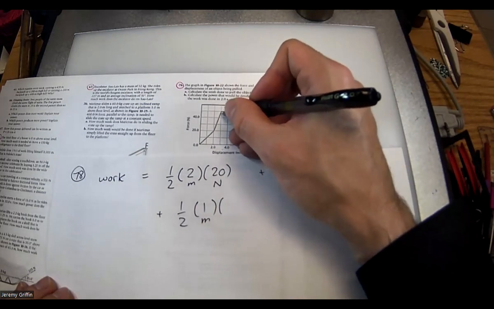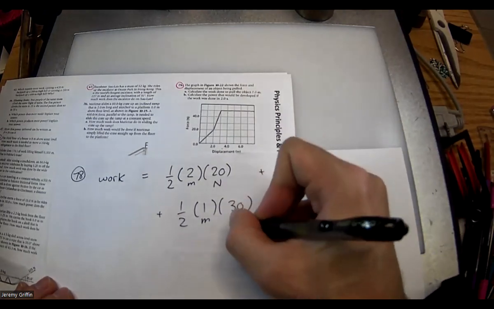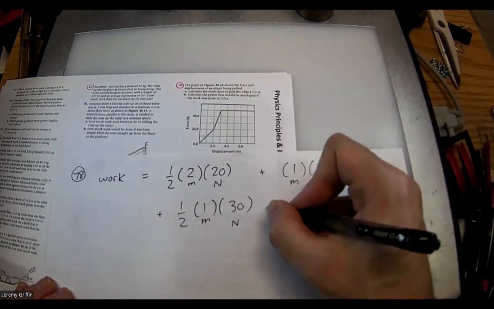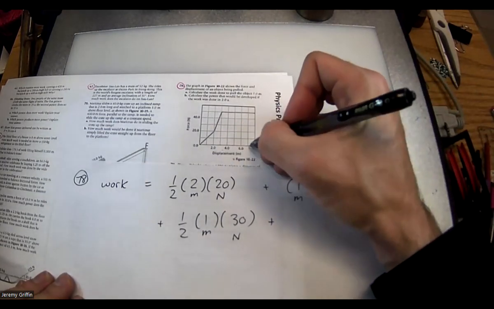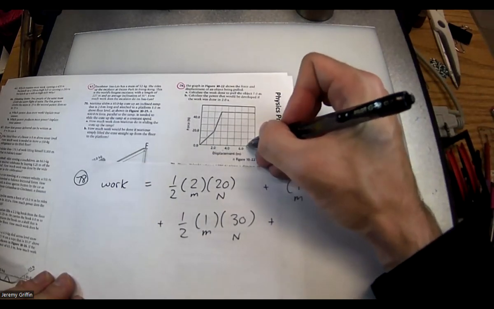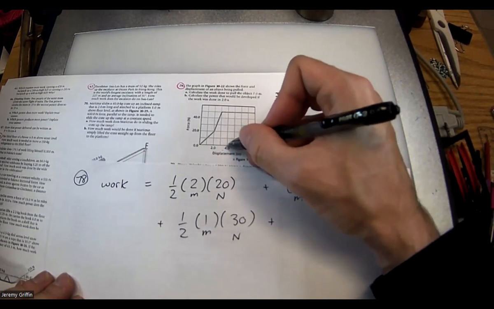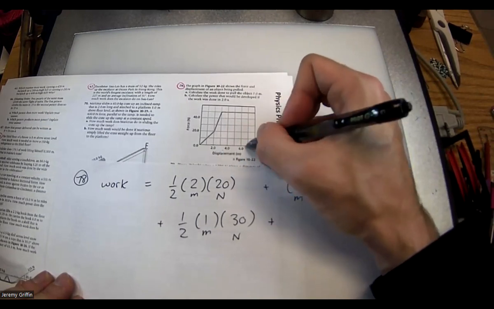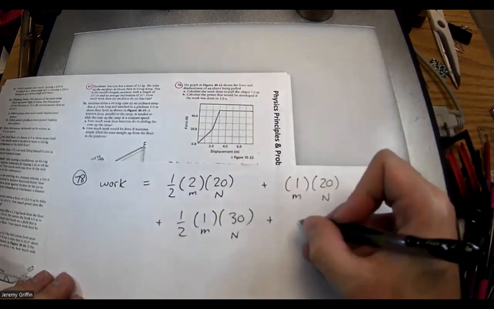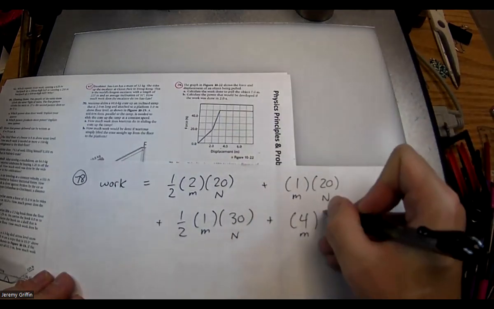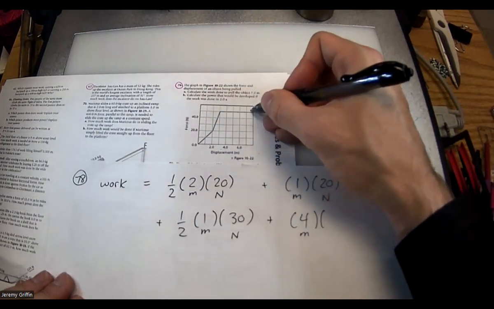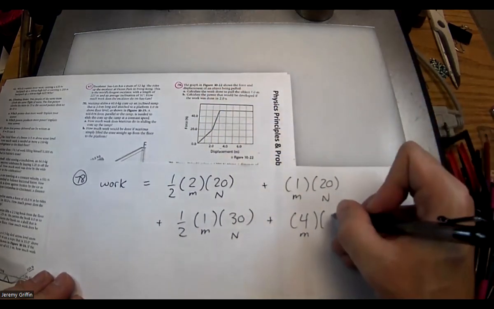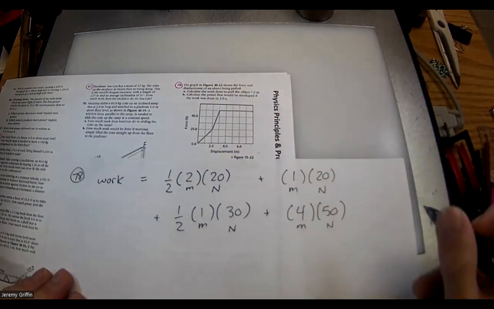do you see, guys, what's 50 minus 20? Is that 30? 30 newtons? Just like that. And then plus, here's the big bit right here, going from 3 meters to 7 meters. Guys, what's 7 meters minus 3 meters? Yeah, 4 meters. So a rectangle with a base of 4 meters and a height of what? 50 newtons. You guys see 50 newtons? Is that true? Just like that?